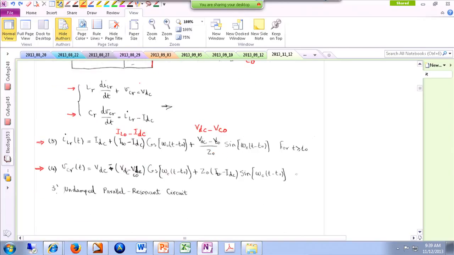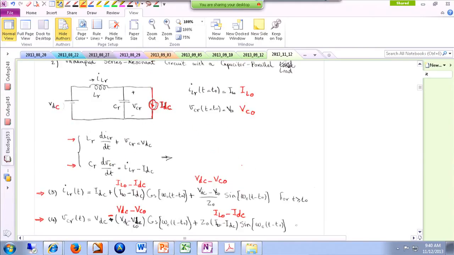When it comes to the cap, we have VDC. This is a minus sign over here. VDC, minus (VDC minus VC0) times the cosine function, plus Z0 times (IL0 minus IDC) times a sine function. And again, if you look, on average, the DC value of the cap is VDC. Again, makes sense. On average, there is no voltage drop across this inductor. So on average, these two voltages are supposed to be the same. As it turns out, case one is a special case of case two. Actually, if you just have the equations for case two, it covers all three cases. So basically, case one is case two when you set IDC to be just zero. Just get rid of IDC, and that reduces the circuit down to case one.